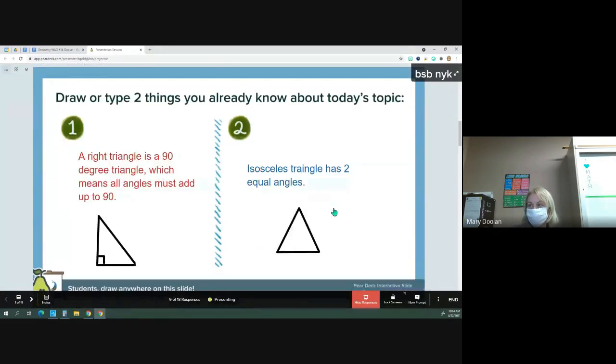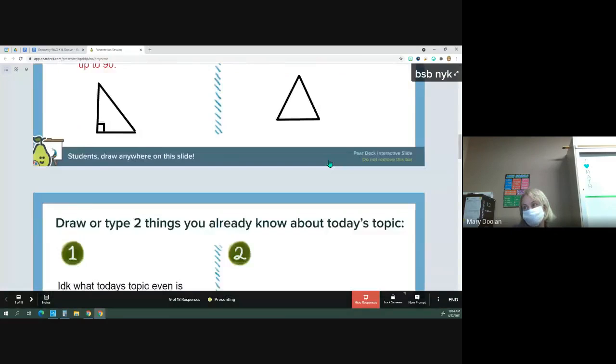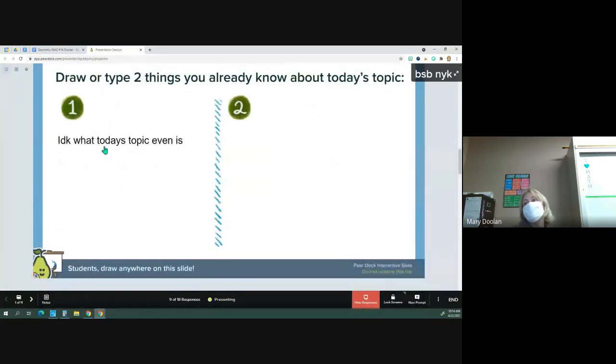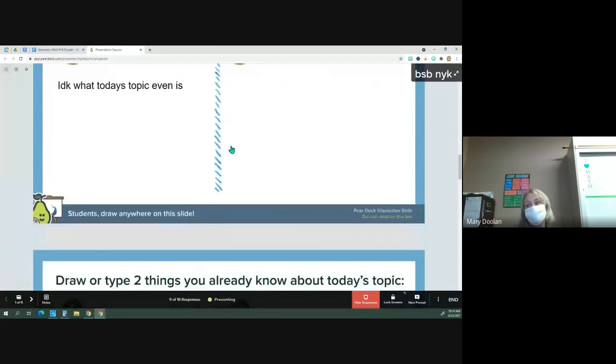SOHCAHTOA, yep. A right triangle is a 90-degree triangle, so not all angles add up to 90, but there is a 90-degree angle. All three angles will add up to 180. An isosceles triangle has two equal angles. I don't even know what today's topic is, to be honest.